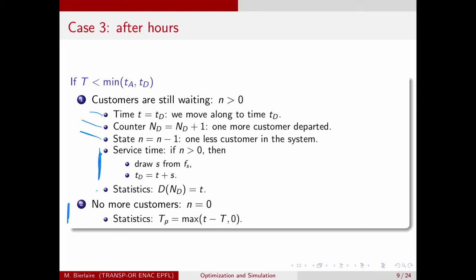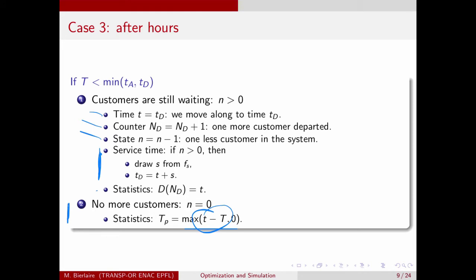And then at some point there are no more customers. Well, we just need to keep the statistics of the after hours. Here, 2 things can happen. Either Rico has been able to serve everybody before the bar closes and then it's 0, or if not, we have to record the time that Rico spent after hours, which is T minus T.